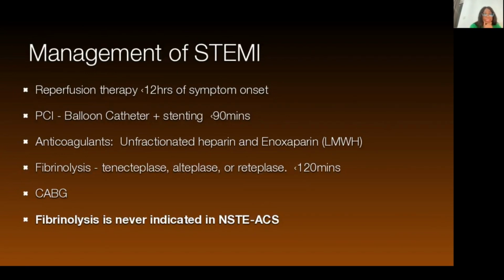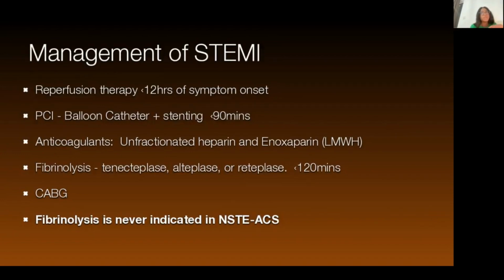So PCI is your mainstay treatment, okay? If you can have PCI, percutaneous coronary intervention, within 90 minutes, you must go for it, in ST elevation myocardial infarction mostly. All right, what is PCI?